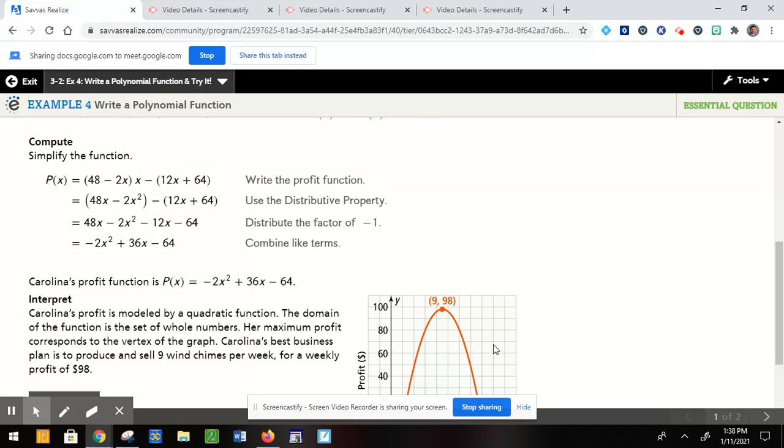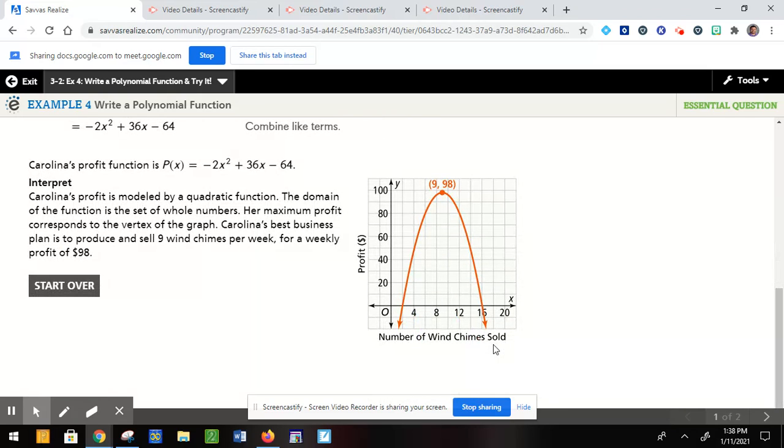When you graph that, it looks like that. So Carolina's profit is modeled by the quadratic function in that graph. The domain of the function is a set of whole numbers. It's a set of whole numbers because you can't have a negative amount of wind chimes sold. You also can't have half of a wind chime sold. So it's going to be all the integers plus 0. Well, positive integers and 0.